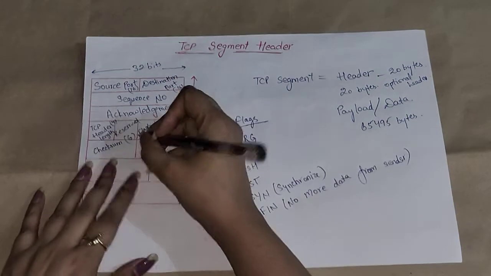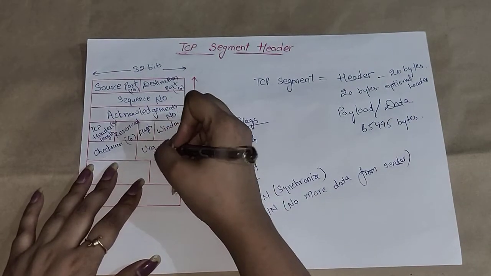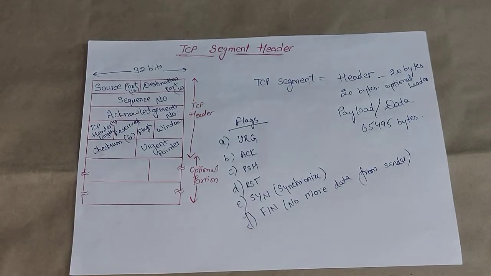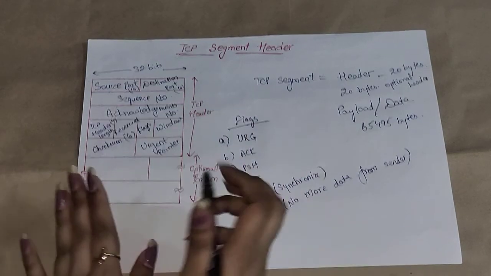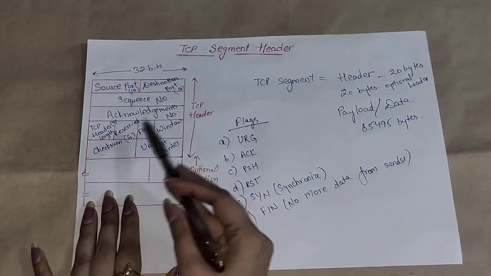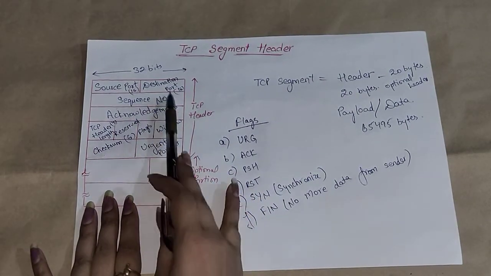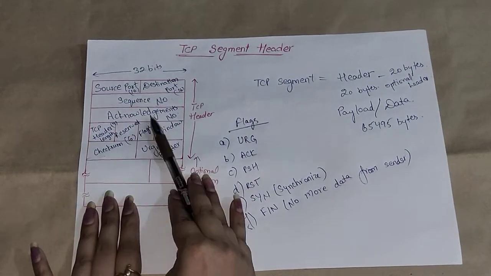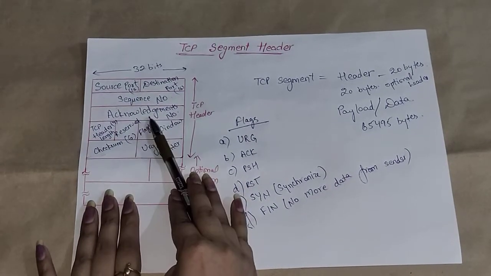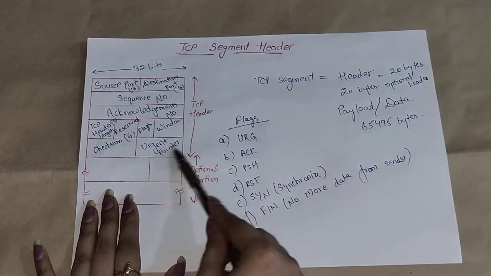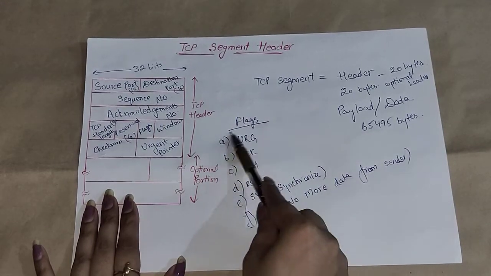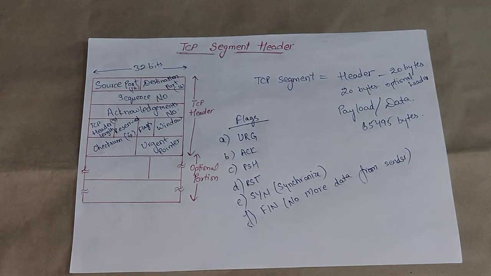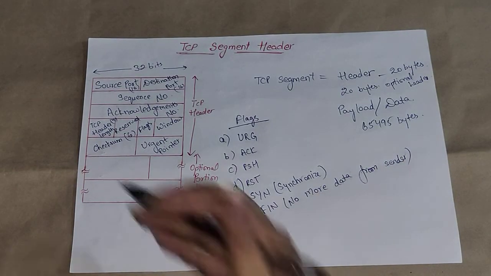Next we have urgent pointer. This is a 16-bit number again, and this 16-bit number itself states that the TCP connection request that is coming with this TCP segment is of utmost priority and this needs to be served first. Okay. और इसी urgent pointer के लिए we have this urgent flag. Fine. Now next we have options.